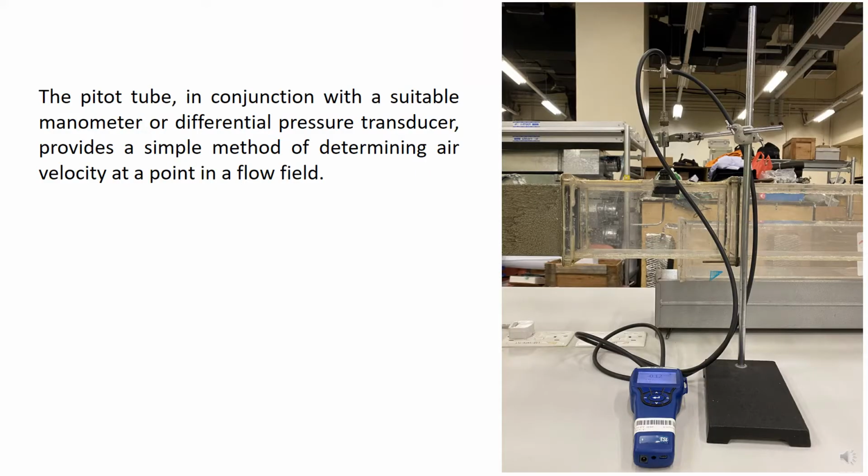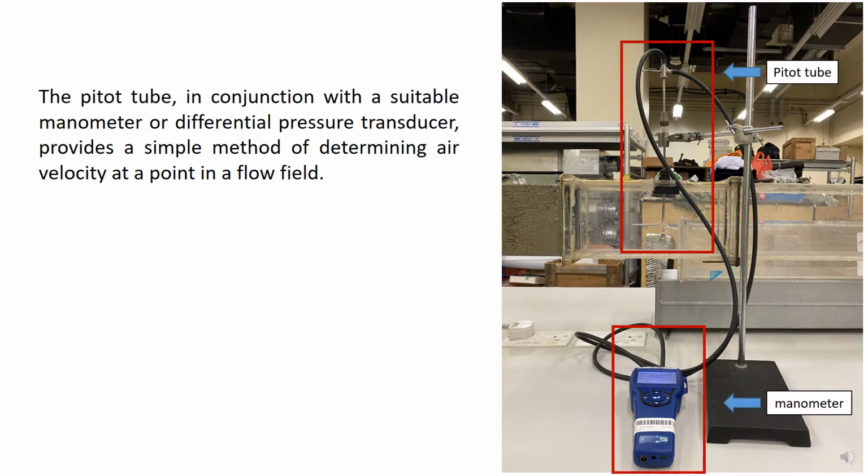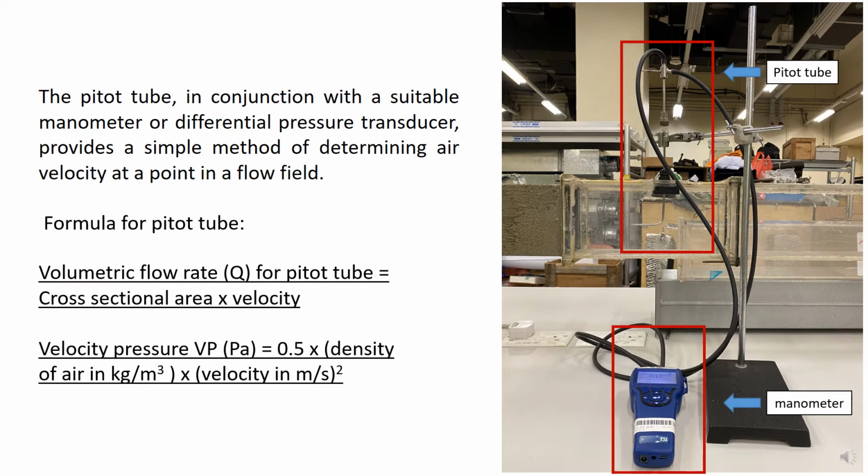The pitot tube, in conjunction with a suitable manometer or differential pressure transducer, provides a simple method of determining air velocity at a point in the flow. In this picture, the pitot tube has been connected to a manometer. In addition, two useful formulas for the pitot tube are provided here. The first is about the volumetric flow rate for the pitot tube, and the second is about the velocity pressure.